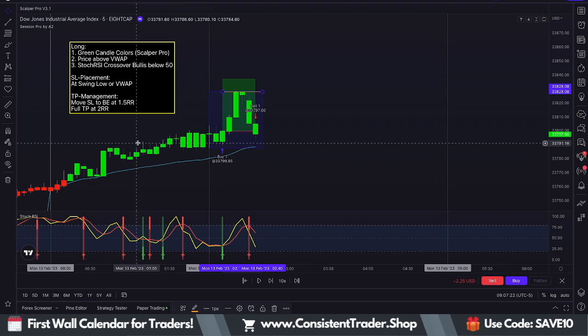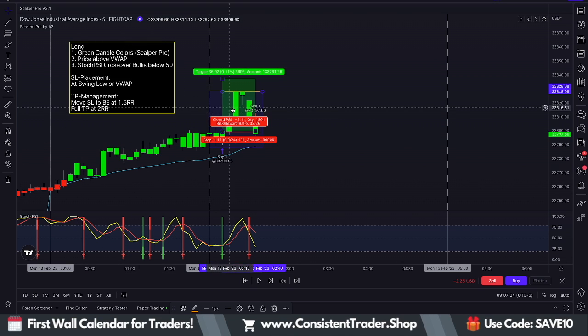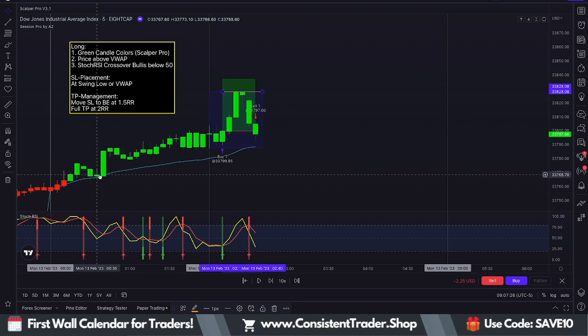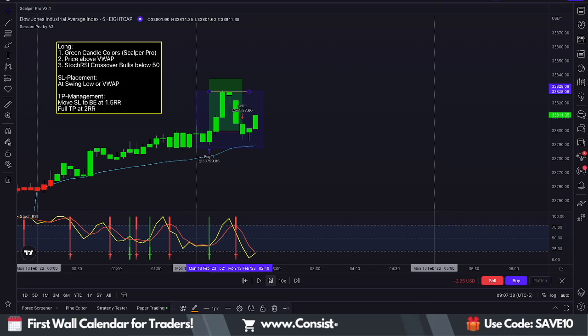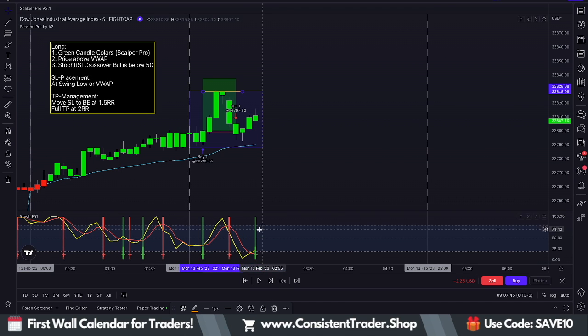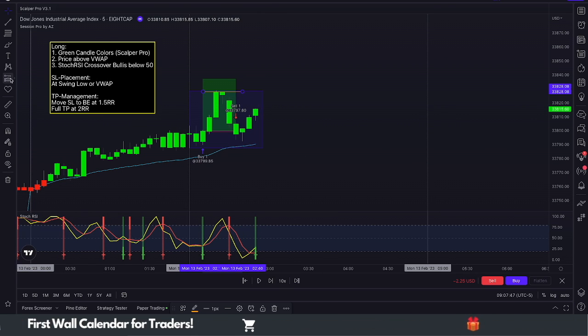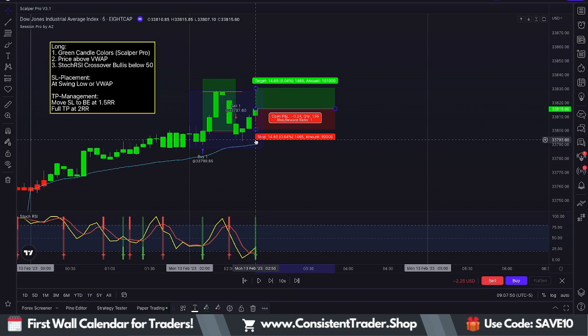Notice we are still bullish. We still have green candle colors based on the Scalper Pro. We are still above the VWAP, so we are still looking for our last condition to apply, which would be the stochastic RSI crossover below the 50 level. Alright, let's continue. Price pulls back closer to the VWAP. We did not get the crossover yet right here on this candle close, so we are going to continue. On this candle, we received our crossover on the stochastic RSI, so we are placing our stop loss at the most recent swing low or at the VWAP.